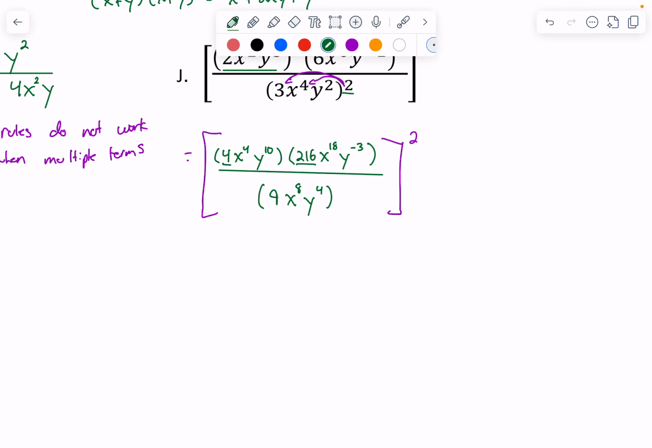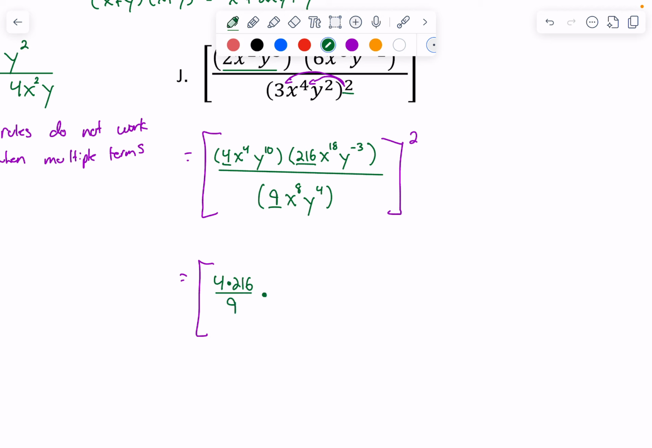So let's look at our coefficients. We have 4 times 216, and that's all being divided by 9. So 4 times 216, and that is being divided by 9. And that's all being multiplied.